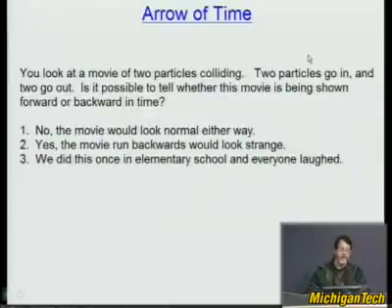Arrow of time. So let's start out with some concept questions, which I like. You look at a movie of two particles colliding. Probably not a blockbuster. The two particles go in and two particles go out. Is it possible to tell whether this movie is being shown forward or backward in time? These are the things that people think about that I've thought about for a while. Is the arrow of time unique?